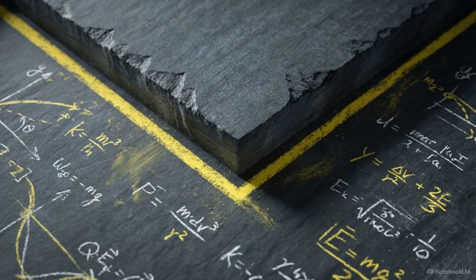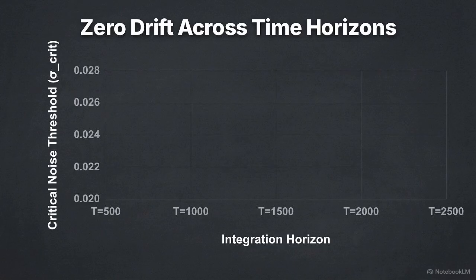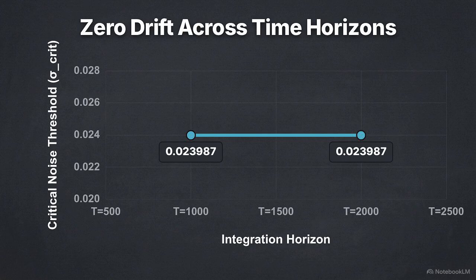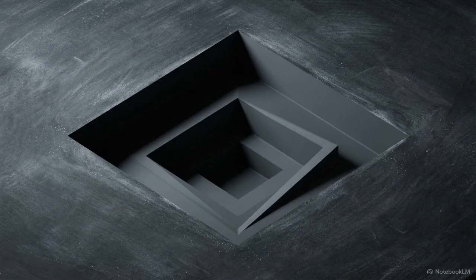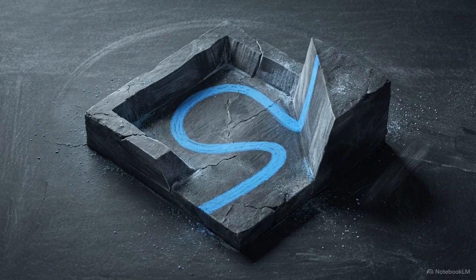To prove that the boundaries of a basin are permanent structural features, physicists test for horizon independence. This chart plots the critical noise thresholds across two drastically different observation timeframes, t equals 1,000 and t equals 2,000. Extending the integration timeframe results in a perfectly flat line. There is exactly 0% drift in the critical noise threshold between the two horizons. If giving the system twice as much time does not change the escape threshold, the escape is not caused by a slow, accumulating instability. The trajectories are hitting a permanent structural wall built directly into the field equations.